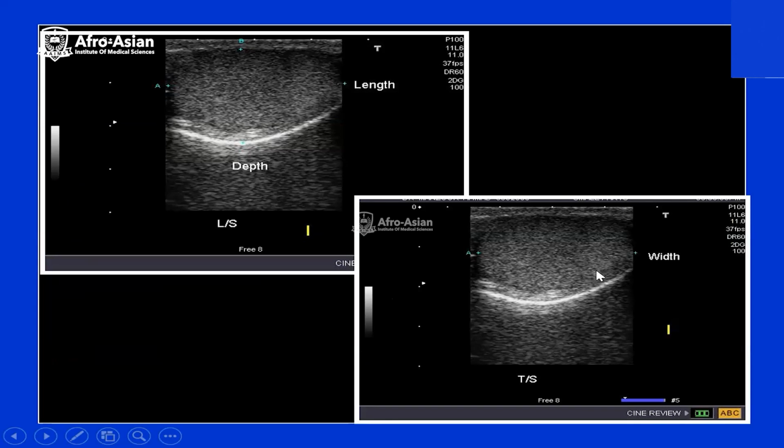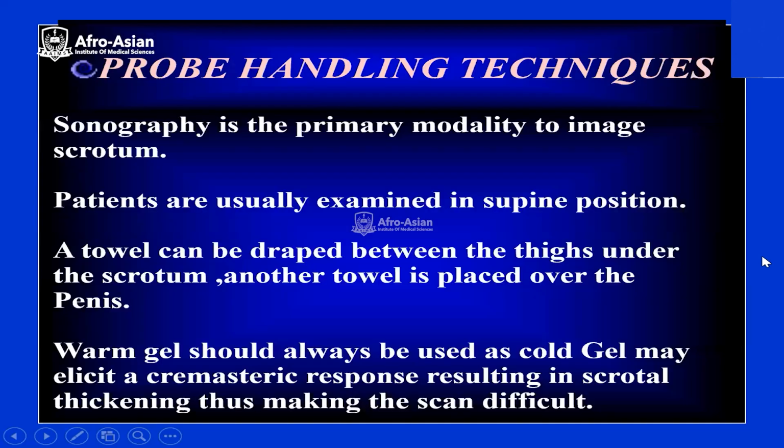Longitudinal scan, transverse scan. So when we take longitudinal section of the testicle, we can measure the length and depth. And then we take a transverse at the maximum area, the maximum width, we measure the width in this direction.